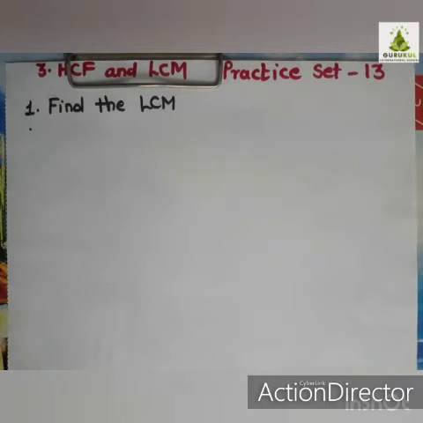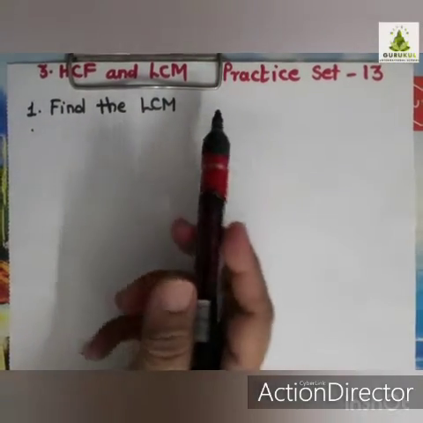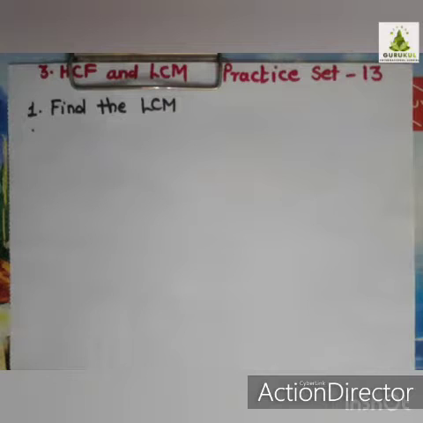Now, in the third lesson, practice set 13, we are going to learn to find the LCM of the given numbers. LCM, as I have told you earlier, is the least common multiple of the numbers. The method we are going to use is the vertical method. For HCF also, we have seen both methods, horizontal and vertical, but the vertical method is more convenient.